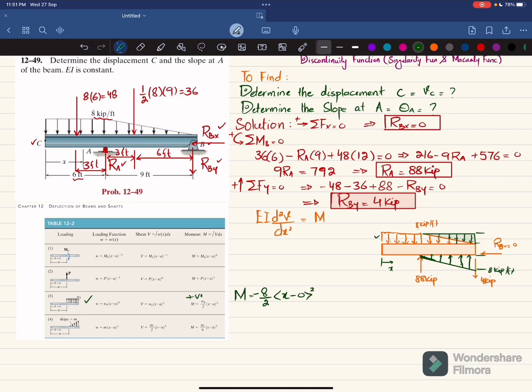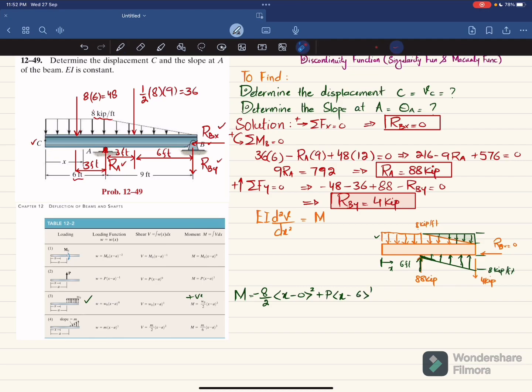Okay. The second moment that is produced due to this load, this point load, which is 88, and this is upward. So for point load, the function is this one. So I will write plus P into X minus A, which is here 6 feet, because X starts from here and this load is at a distance of 6 feet. So X minus 6 power 1.